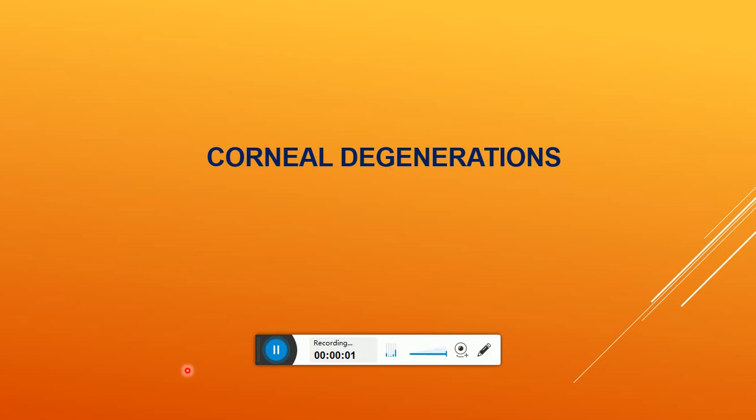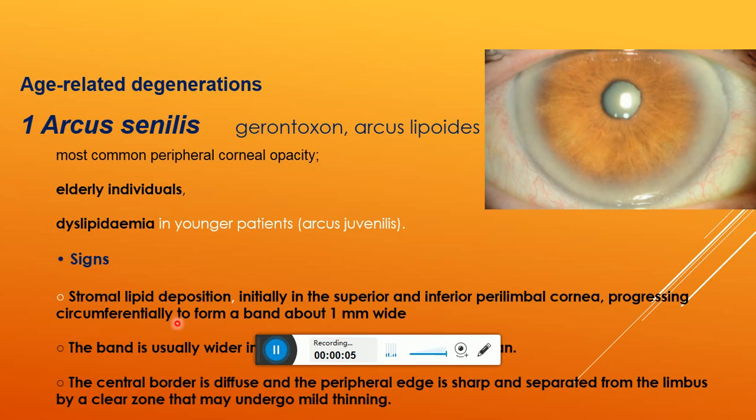Hi, this is Dr. Akhtarami and today's topic is corneal degenerations. The first one is age-related degeneration. In age-related degeneration, the first one is arcus senilis. Arcus senilis is also known as gerontoxon and arcus lipoides.